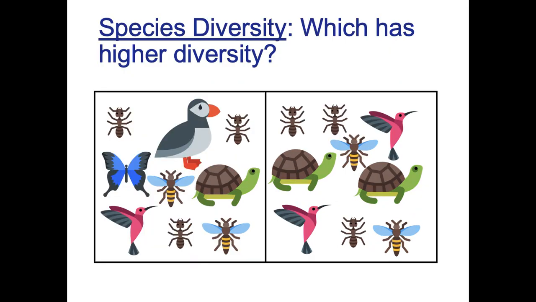So now that we know what a species is and how we're going to group species, we need to think about species diversity itself. We want to think about what makes an area have a higher species diversity versus a lower species diversity. So I want you to pause the video and tell me which of these two areas has the highest species diversity.